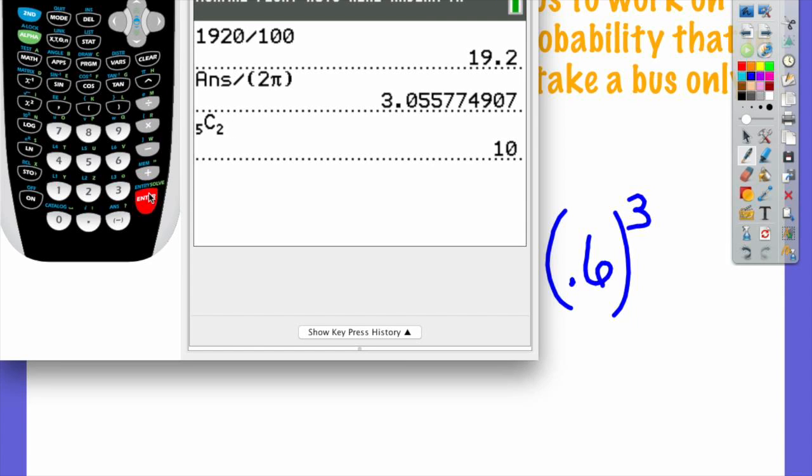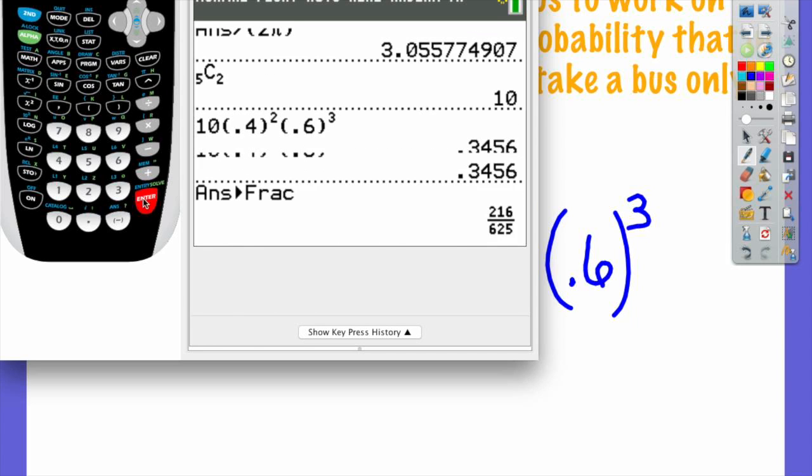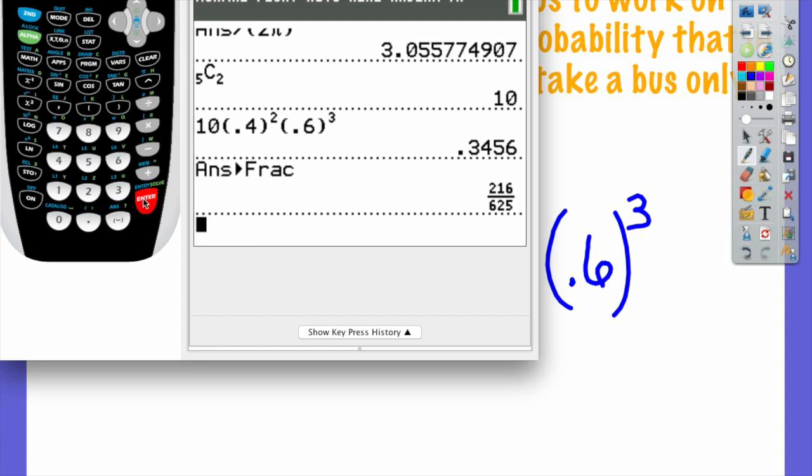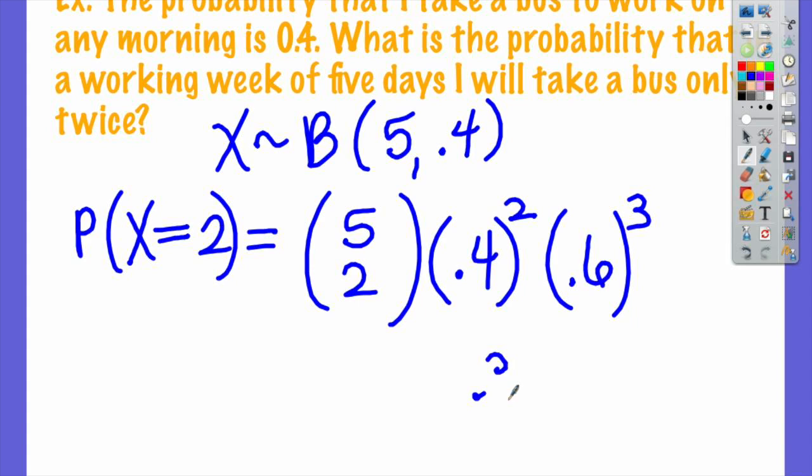So that's 10. So we have 10 times 0.4 raised to the second, and then 0.6 raised to the third. That's 216 over 625. Either one would be acceptable. If you write this one, you can write that or 3 significant figures, 0.346. Wouldn't you write the exact answer if you could? Yeah, if you could, or 3 significant figures would have been simple.